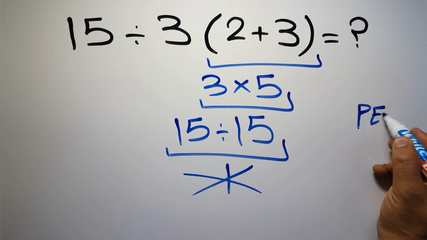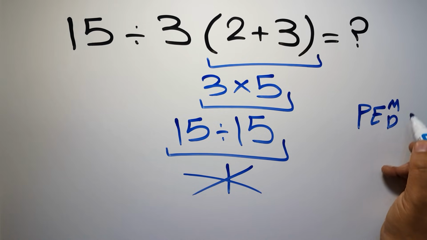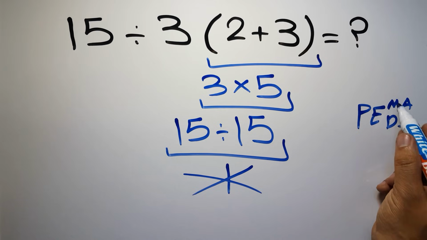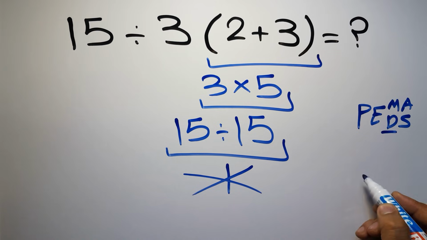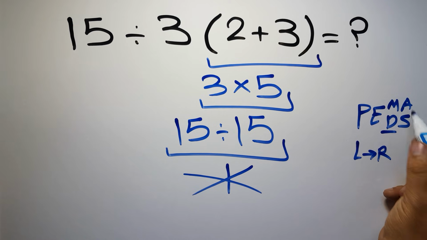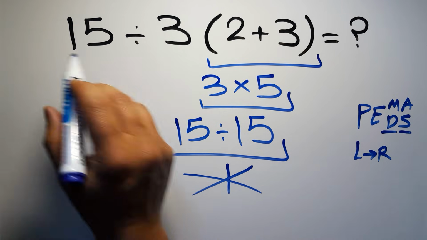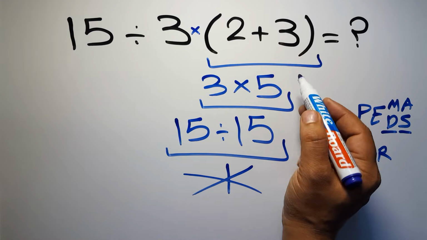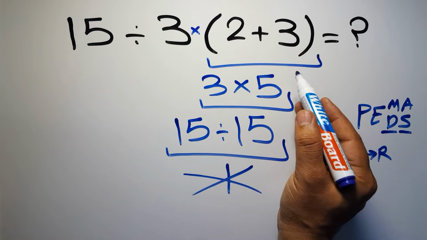exponents, then multiplication or division, and finally addition or subtraction. Remember that multiplication and division have equal priority and we have to work from left to right. And the same applies to addition and subtraction. In this expression, we have one division, one multiplication, and one parenthesis. Inside this parenthesis, we have one addition.